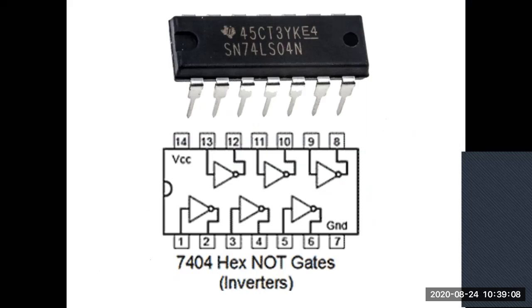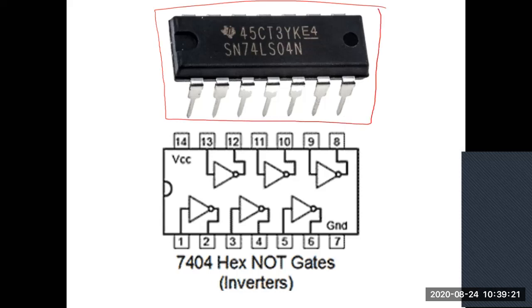If you purchase any of these gate ICs from the market, they have some number on top of them, and these ICs look like this one. In this slide, I am taking an example of a NOT gate IC, or inverter IC.